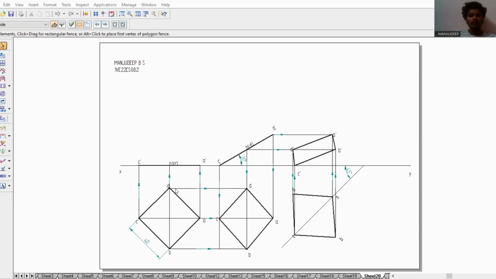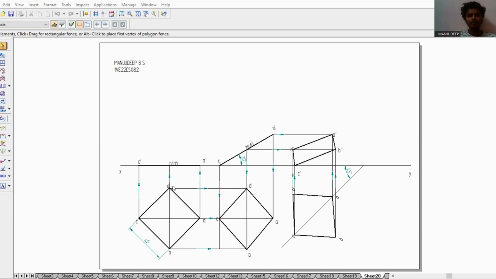As given in the question, first we have to draw a square resting on one of its corners. It can be any corner A, B, C, D as shown here. So I have taken the corner C, with side 40 mm. Take the smart dimension to measure the side, and name the square ABCD as shown here.